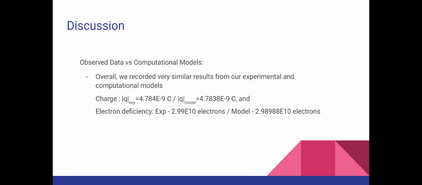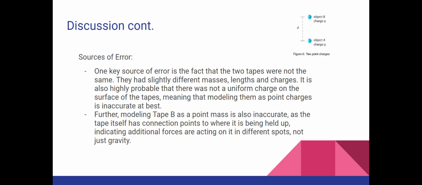Discussion. Overall, it was recorded that there were very similar results from the experimental and computational models. In this case, they were identical, with the charge of the tape being found to be 4.784 times 10 to the negative 9 for both models. Furthermore, the number of electrons lost was also identical, at 2.99 times 10 to the 10 electrons.